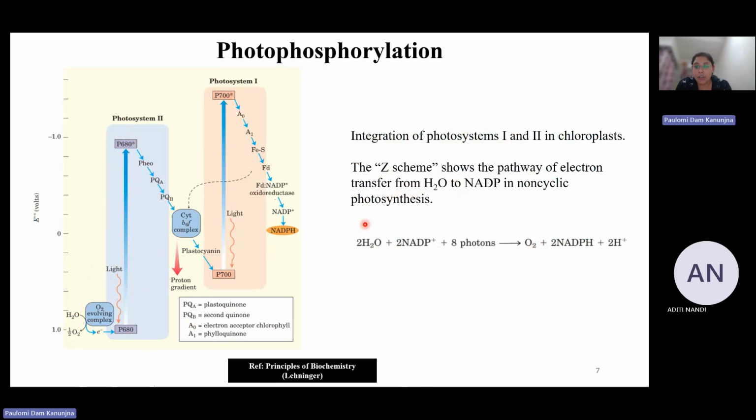Now, as I said, we look into the stoichiometry of the reaction. Overall in plants, you have two water molecules being split to give one oxygen molecule. In the meanwhile, two NADP are reduced to NADPH, and two protons are given out, moving out. To do this, they are using 8 photons: 4 photons are used by the first photosystem, and the remaining 4 are used by photosystem 2.